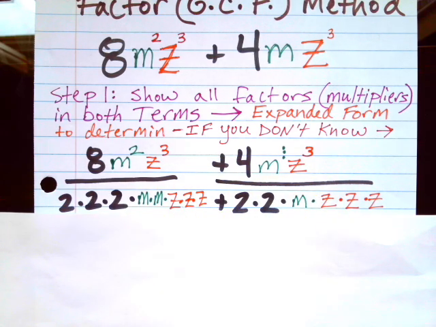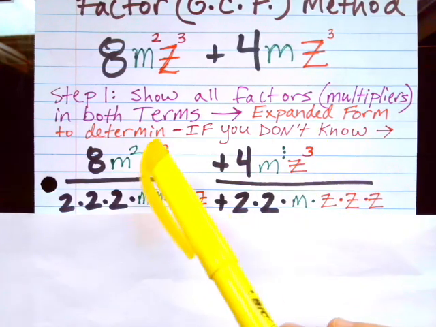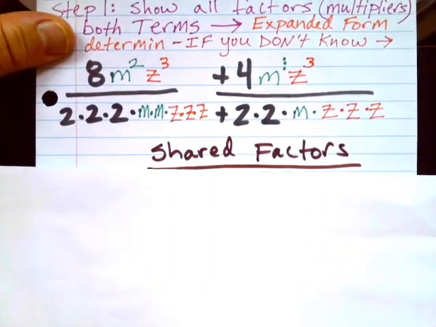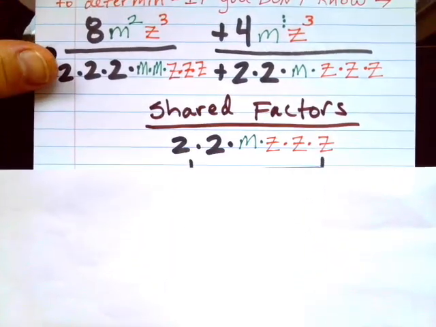What do both of these two terms share? As I mentioned before, at least 2 times 2, at least a 4. And at least one m can be divided into both of these terms, and definitely 3 z's to both of the terms. So 4 times m times z cubed can be divided evenly into both of these terms. So that's what I'm going to focus on.